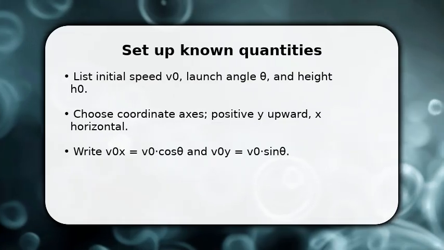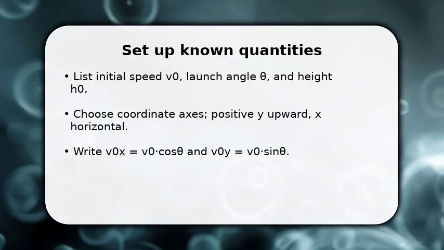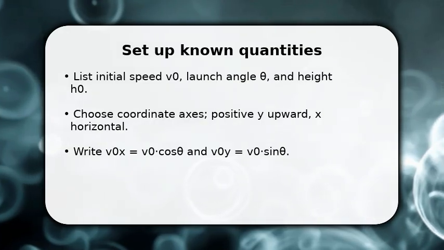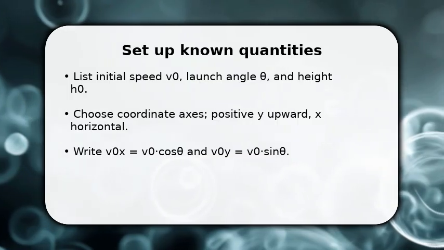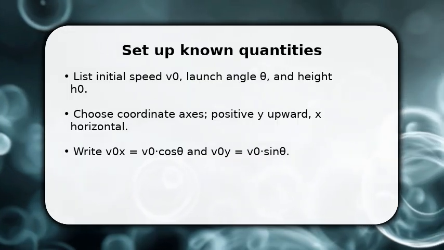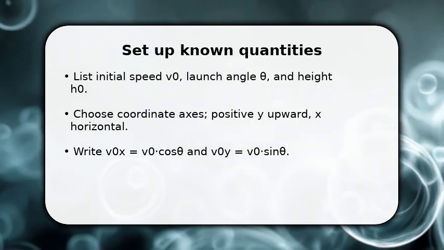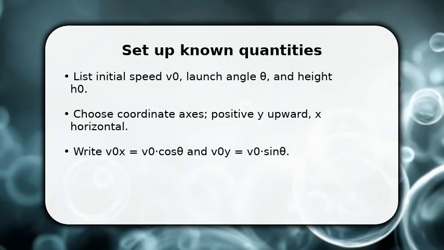You start by listing what you know: initial speed v0, launch angle theta, and launch height h0. Write down horizontal and vertical components immediately. v0x equals v0 cos theta, and v0y equals v0 sin theta. Once done, set gravity g as a positive magnitude, 9.8 m/s², and define downward as negative in your equations.